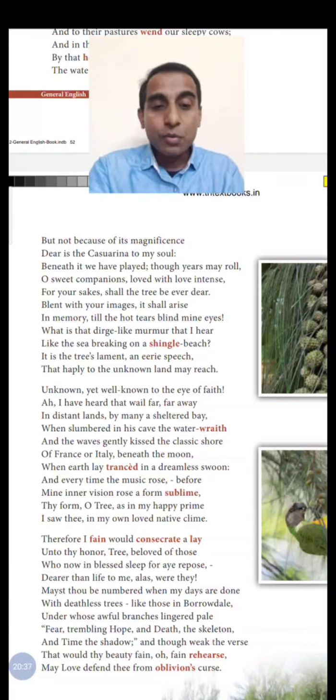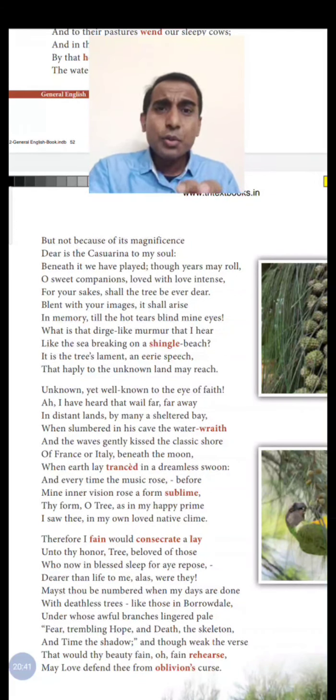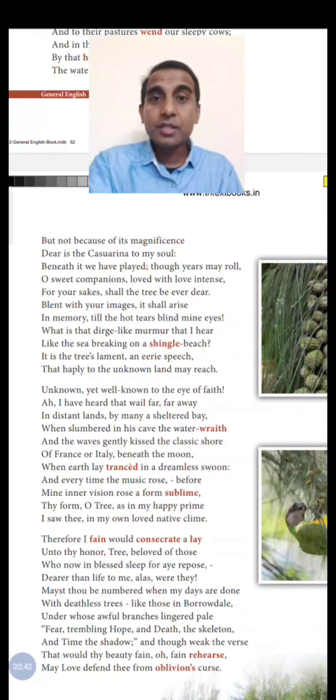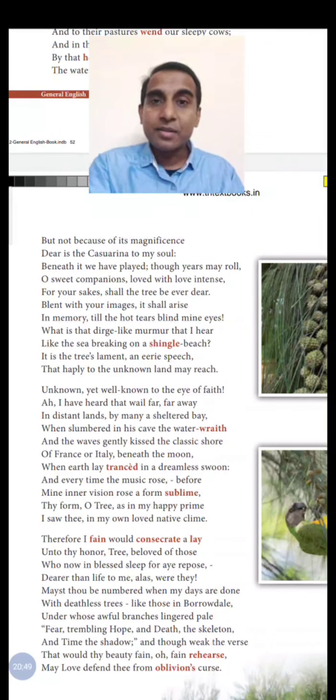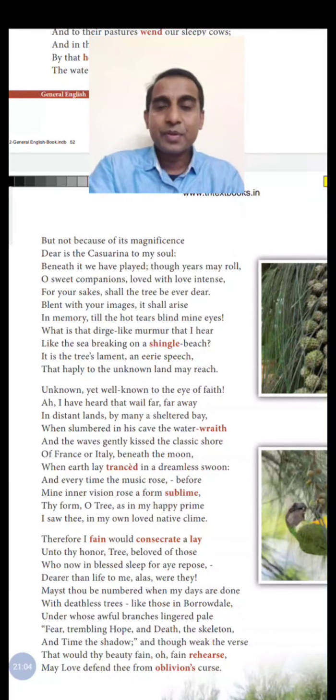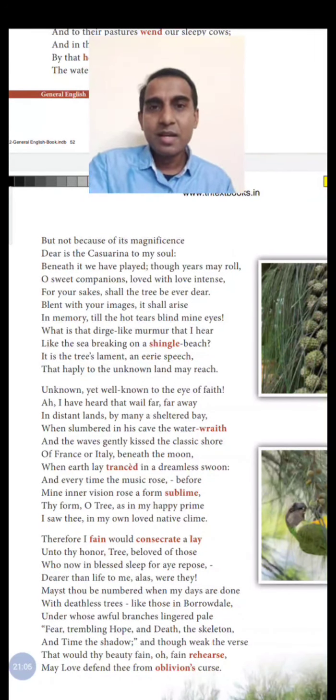That happily to the unknown lands may reach. The lament. Now she's not in India now. Now she's in European countries. But the cry of the tree, she's telling, it can be heard even if you're in unknown lands, even if you are not in your native place. She's not in Bengal. She's in a far away country. But she says the tree's lament could be heard even if you're in an unknown land. So this is what she wants to tell in this third stanza.